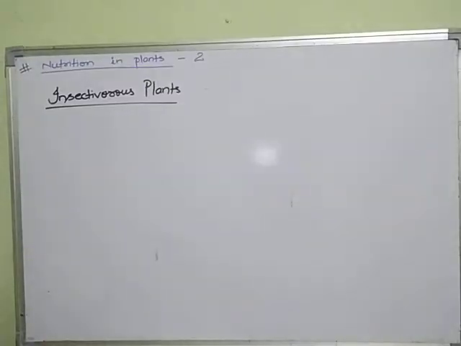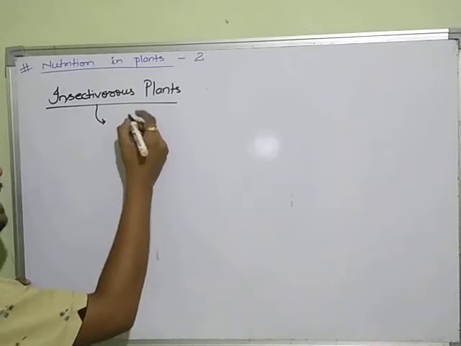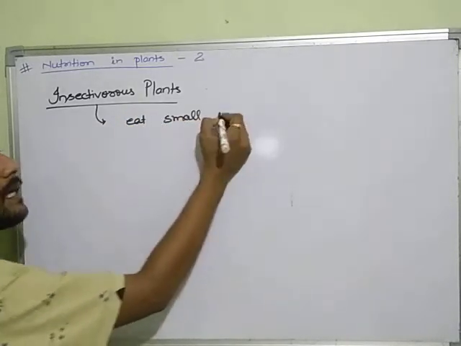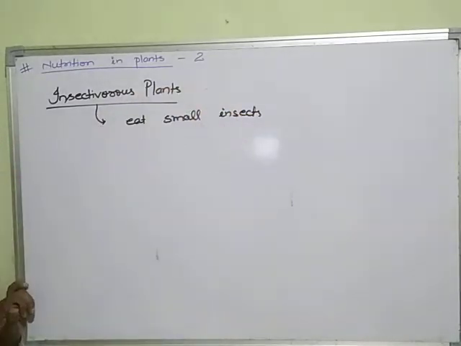Now our next topic is insectivorous plants. From the name it is clear: insectivorous means those plants which eat small insects. That plant is known as insectivorous plants.